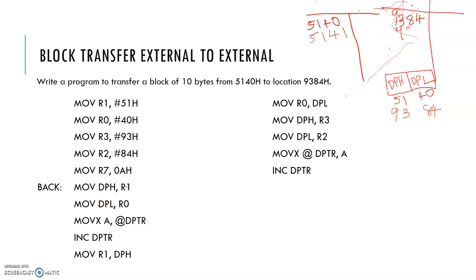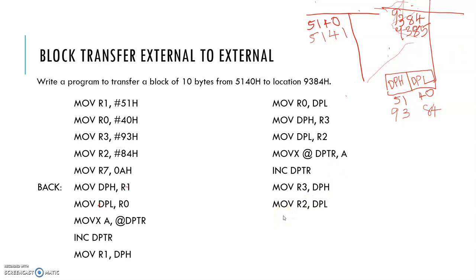When we increment, it becomes 93. So 93 is now placed in the R3 register, and 85 will be copied to the R2 register, the DPH to R3 and DPL to R2. So this process should repeat until 10 bytes of data is transferred from this location to this location.